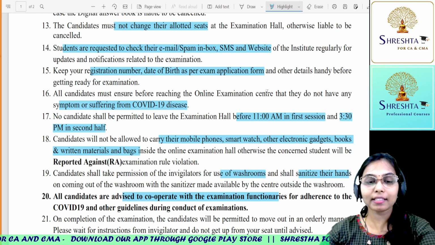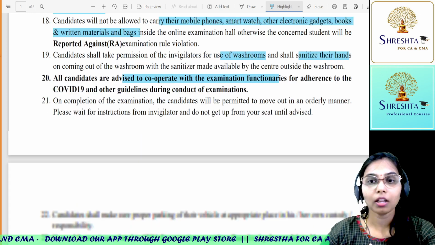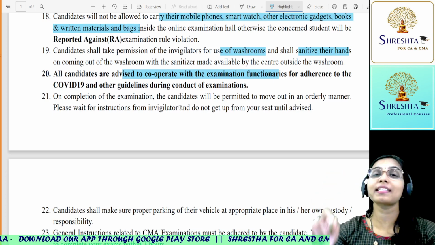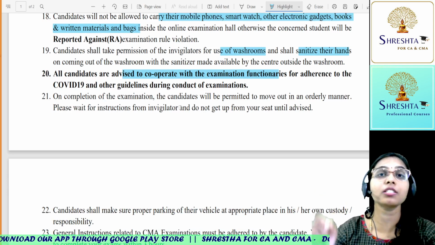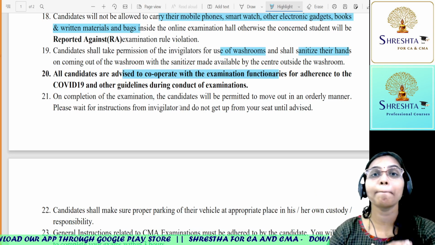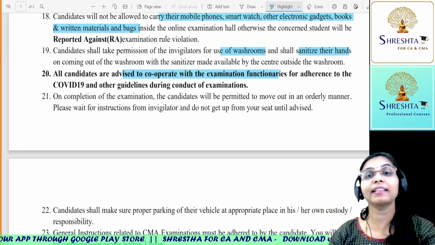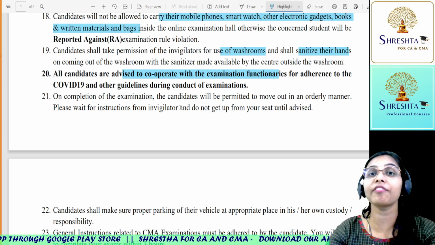Okay. Next, the other points: candidates are advised to cooperate with the examination functionaries. There will be some rules and regulations according to the online center. Make sure that you do not deviate from those rules. If you deviate, there can be issues for you in giving your examination.